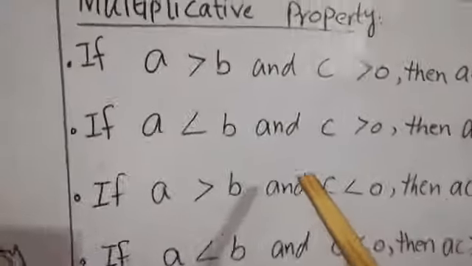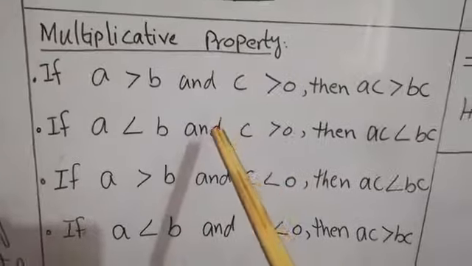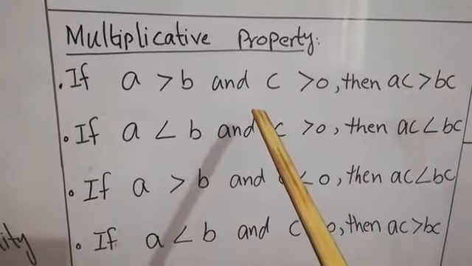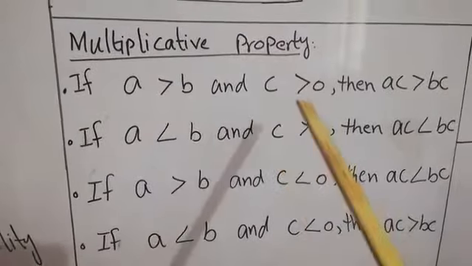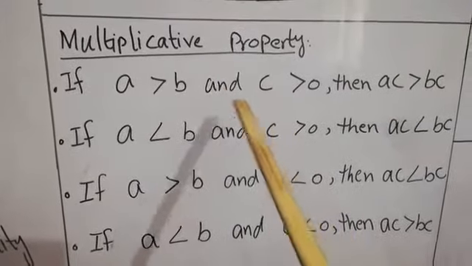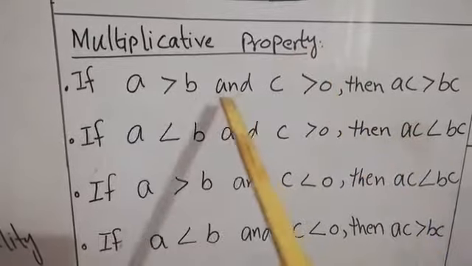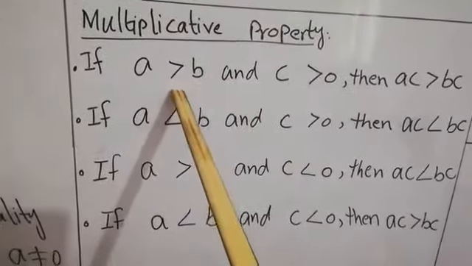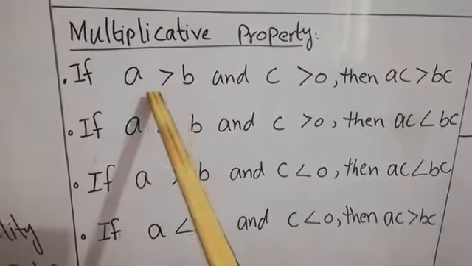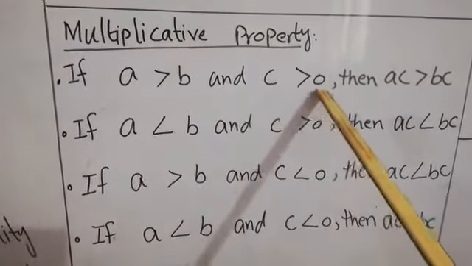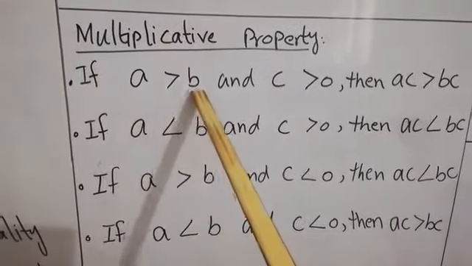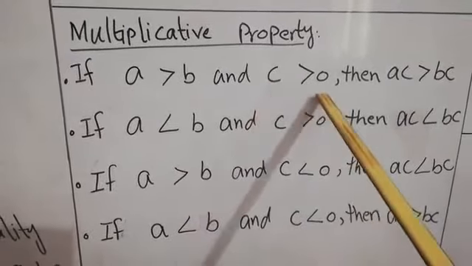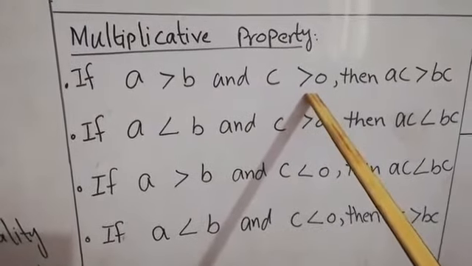Before starting the questions, I would like to discuss one property which is known as the multiplicative property. Dear students, this property is very important because we will use it again and again in today's lecture. So first we will discuss the multiplicative property of an inequation. There are 4 possibilities. For example, we have 3 real numbers A, B and C. In the first case, if A is greater than B and C is greater than 0, means we have 2 numbers and we are going to multiply them with a third number, and the third number is greater than 0, meaning it is positive.